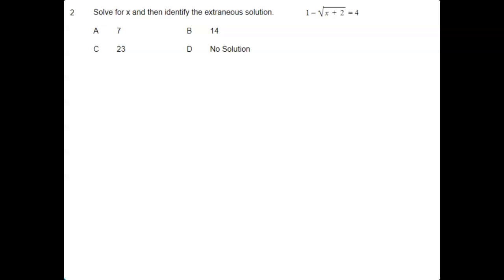All right, number 2, we need to solve for x and identify the extraneous solution, aka which one is fake. So let's go ahead and do that. I'm not going to rewrite this one since we have some space here. Now, this radical is not by itself. It's got this 1 and this negative sign in front of it. Now, I will say that this negative sign kind of bothered some of you all. Y'all didn't know how to handle that one 100%.